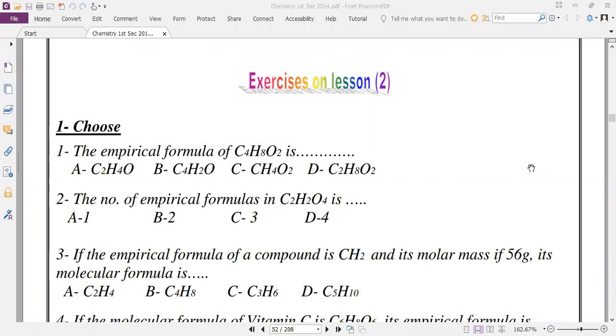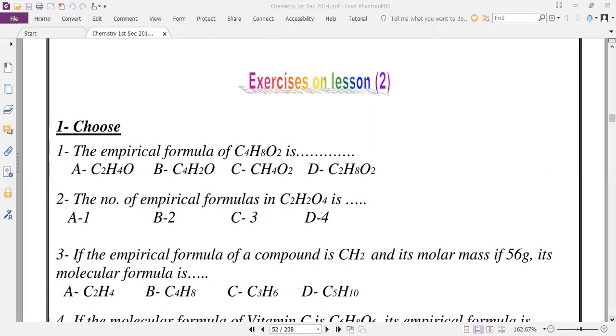Exercise on lesson 2. Choose number 1. Try to read the answer. Okay, the answer is C2H4O. C2H4O, excellent, because we are going to simplify by 2. So it will be 2C2H4O. Okay. Question number 2.